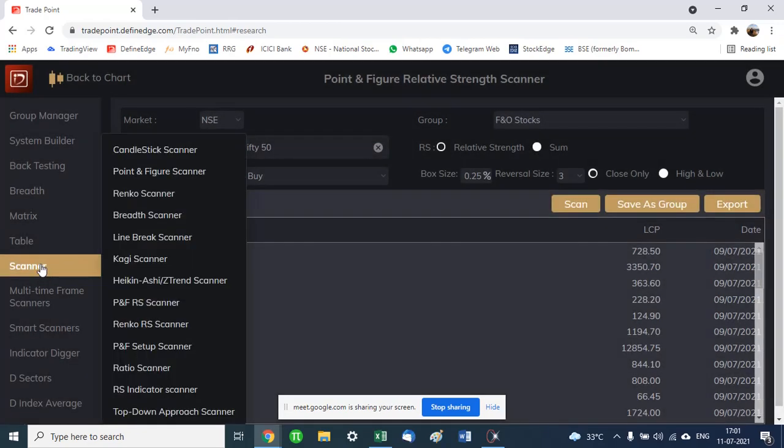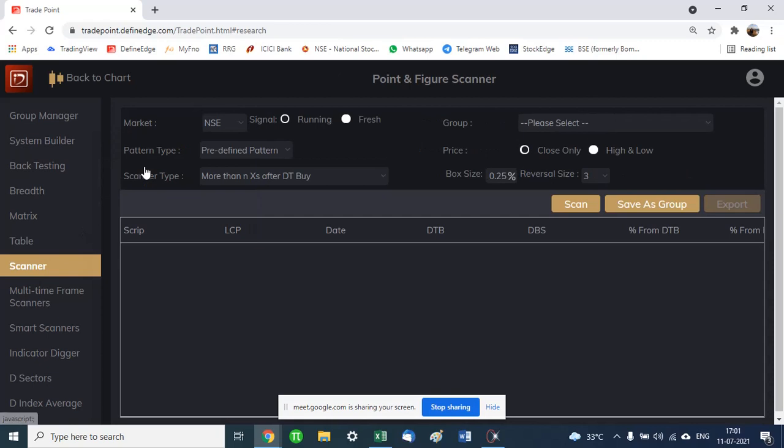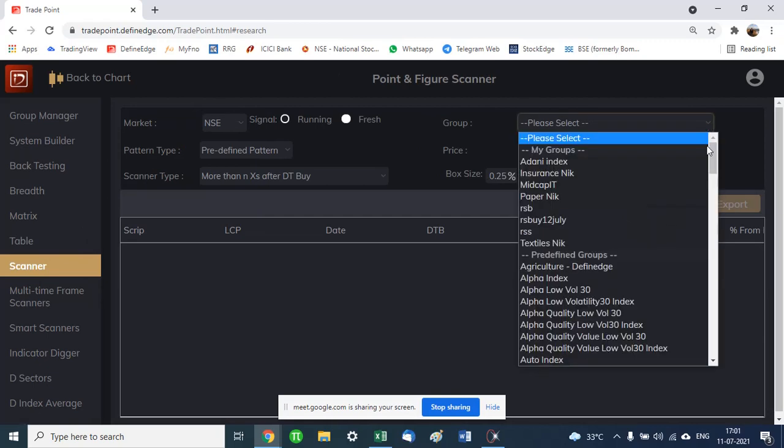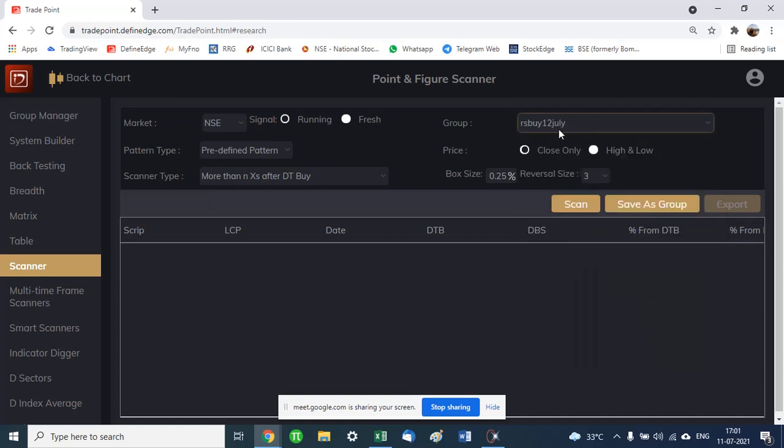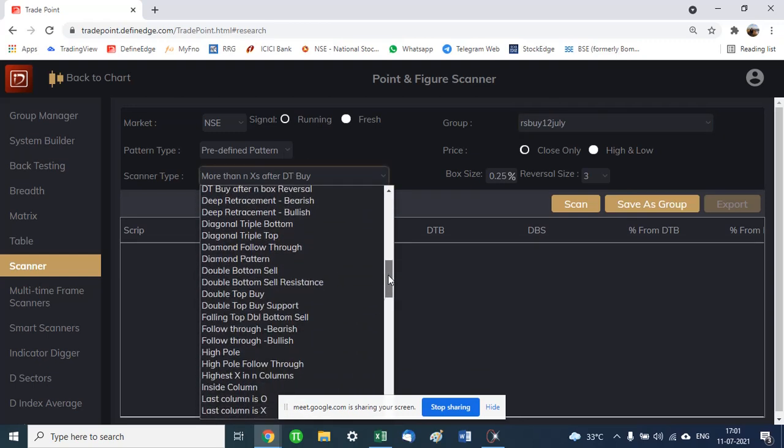Now we again go to scanner, point and figure scanner. This time the group, instead of selecting FNO stocks, we only select the bullish stocks that we have already identified using the ratio chart, using the relative strength chart, which is RS by 12 July. We have saved this as a group. So we select this. So now we are only scanning these stocks for a double top buy on a normal price chart.